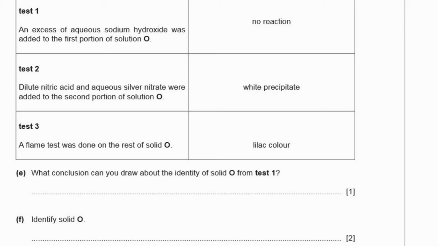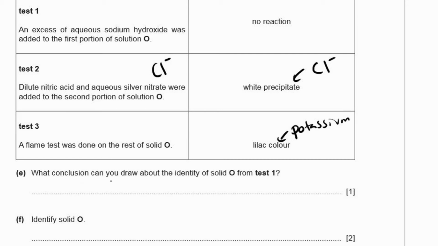Test 2. Dilute nitric acid and aqueous silver nitrate were added to the second portion of solution O. Now, nitric acid and silver nitrate, that is a test for the chloride ion. Okay, so the white precipitate means it's a positive test. So that means there is the chloride ion present. Test 3, a flame test was done on the rest of solid O. Well, the lilac colored flame shows it's potassium. All right.